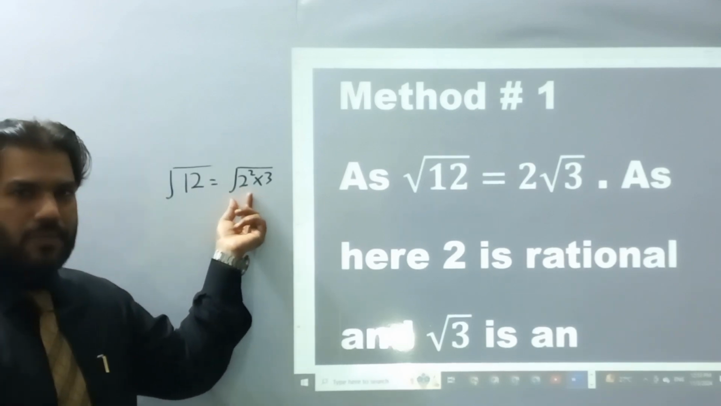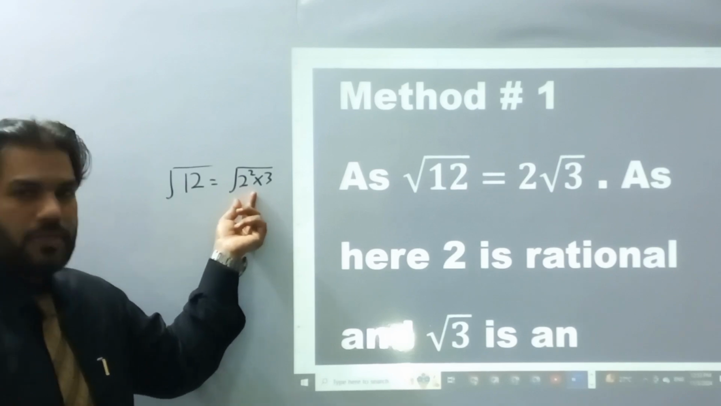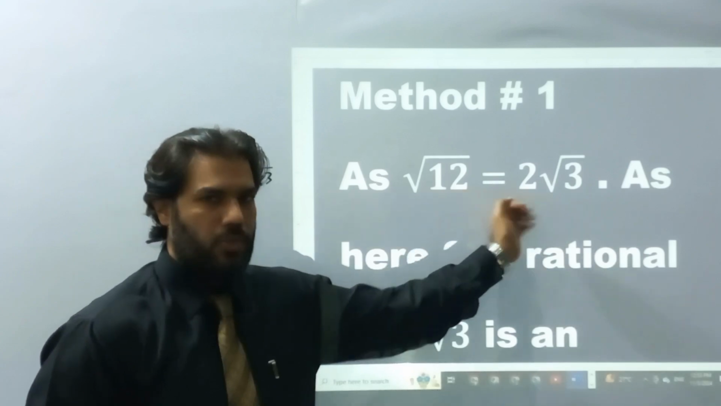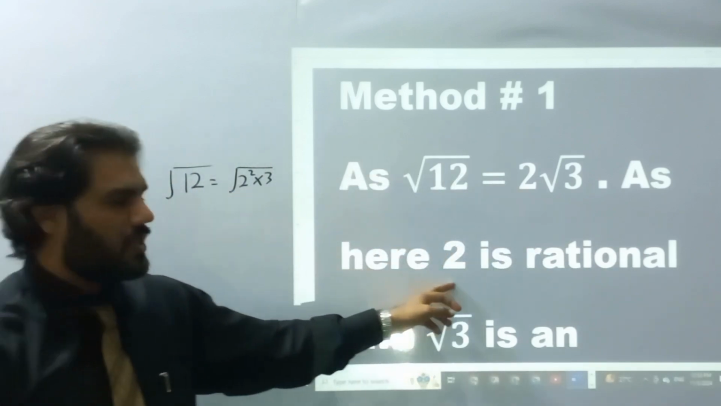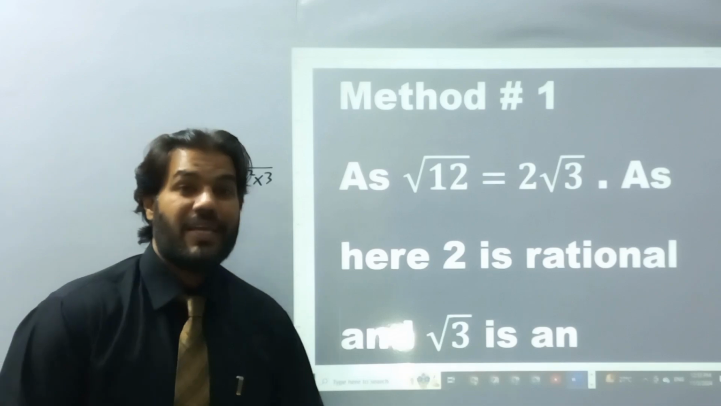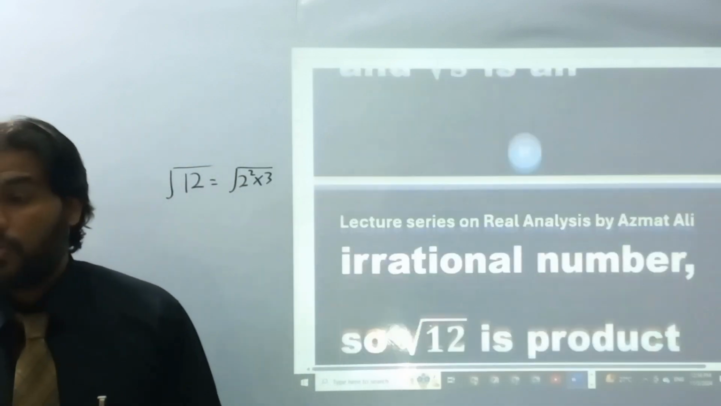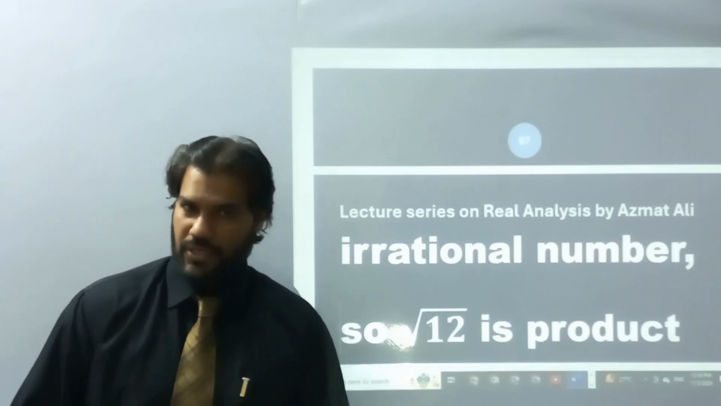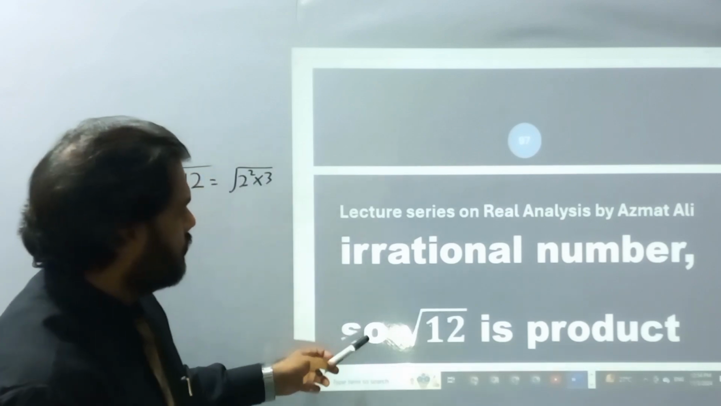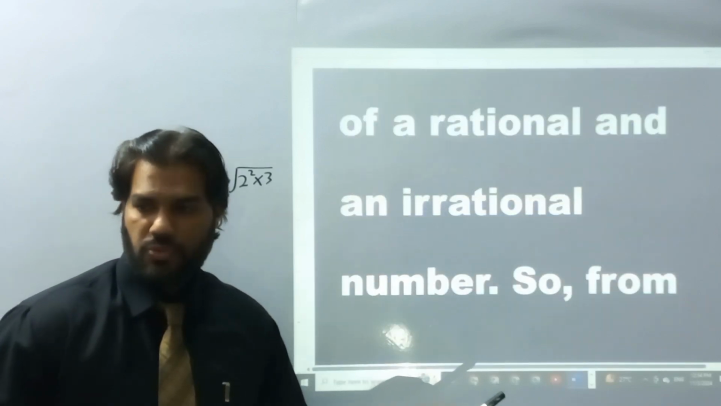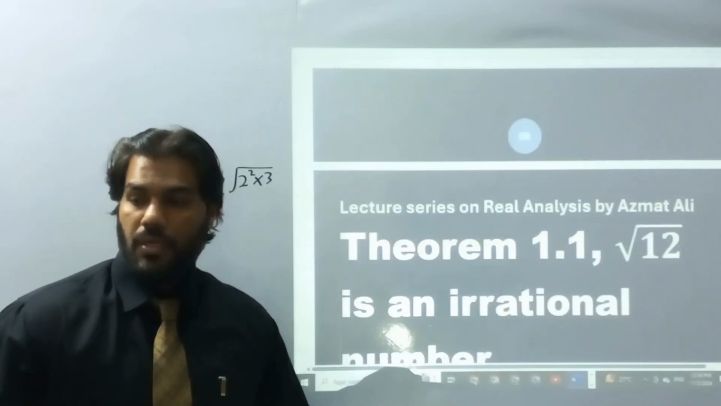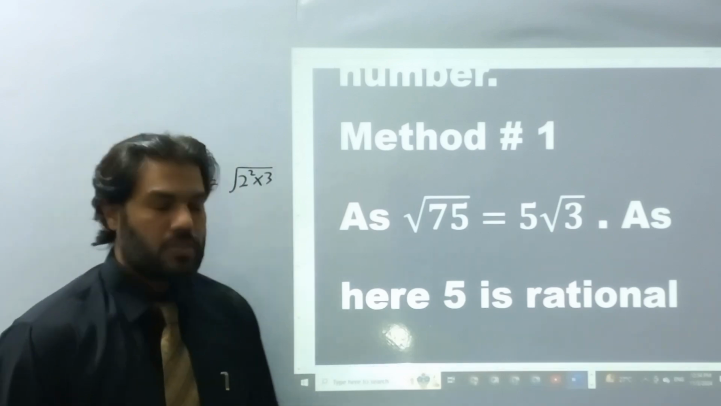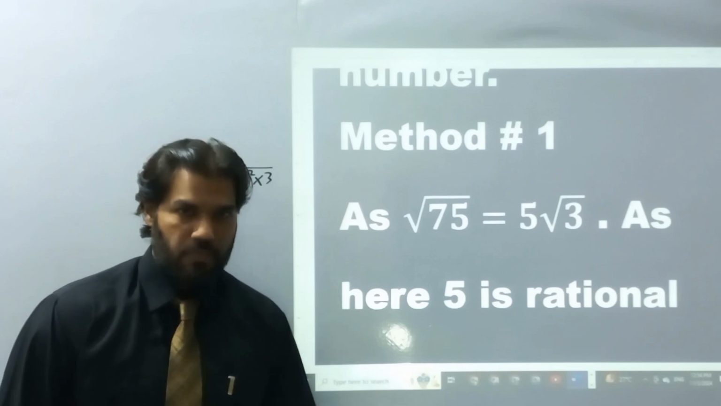Now this number 12 contains a square factor, that is actually 4. 4 can be written as 2 square. So we can write square root 12 is equal to 2 root 3. As here 2 is a rational number and square root 3 is an irrational number, the product of a non-zero rational and an irrational number is always irrational. So we can conclude that square root 12 is an irrational number.